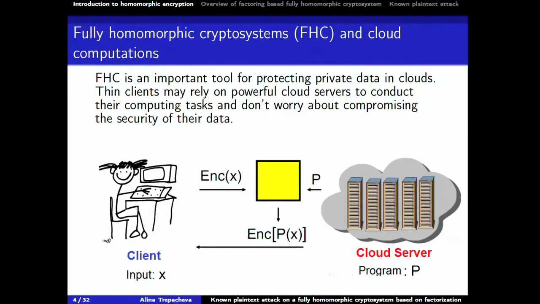Because, for example, if there is a thin client who wishes to compute some function over his private data, and he hasn't enough computational power to make this computation, then he may use a fully homomorphic cryptosystem to encrypt his data, and give the encrypted data to the server. The server does the computation on encrypted data and returns the result to the client in encrypted form. So the sensitive data of the client remains hidden during the process of computation. And of course, this makes a fully homomorphic cryptosystem a very important tool to protect data in clouds.